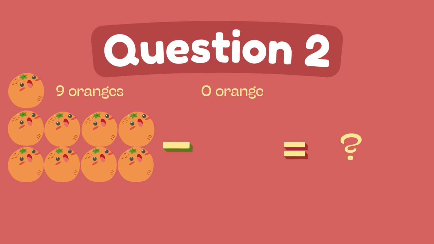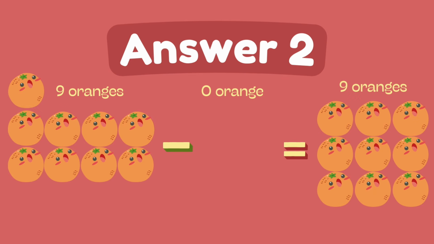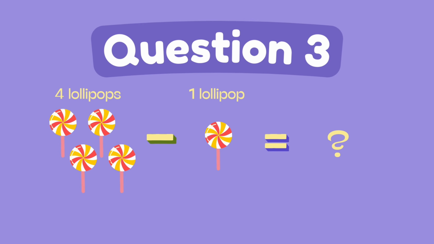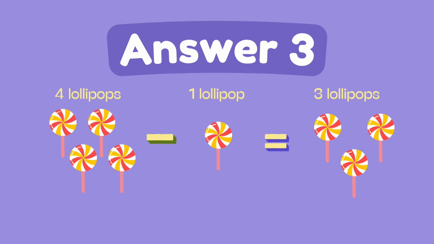What is 9 minus 0? The answer is 9. What is 4 minus 1? The answer is 3.